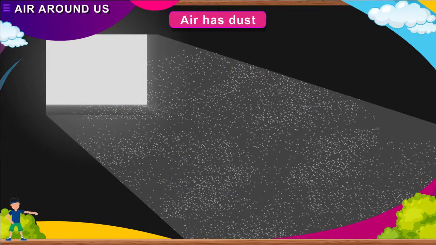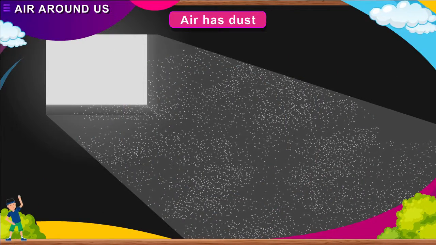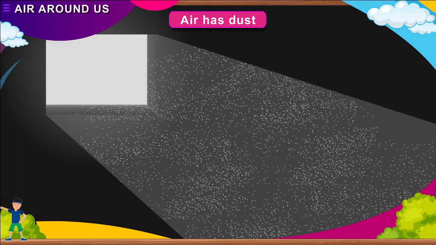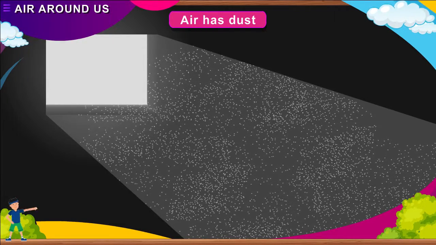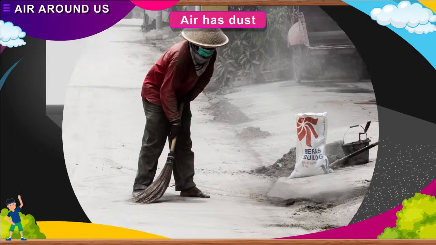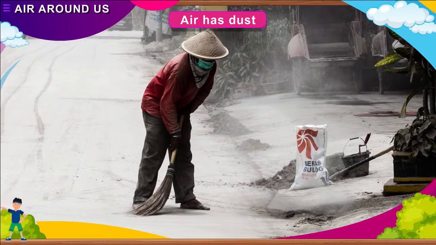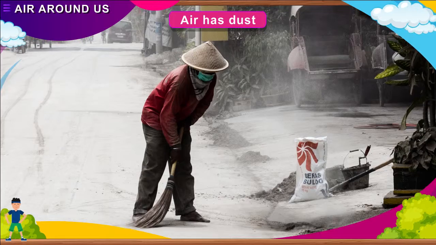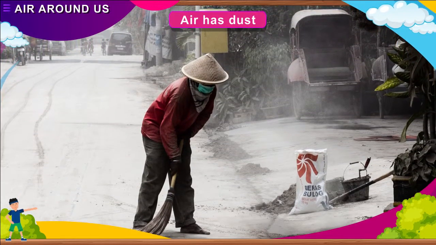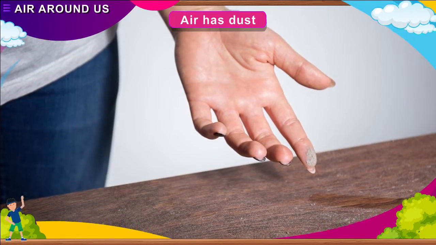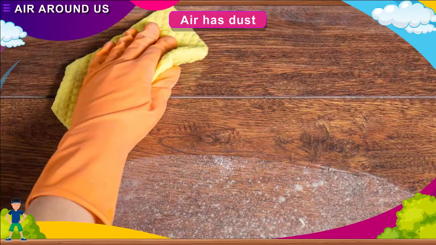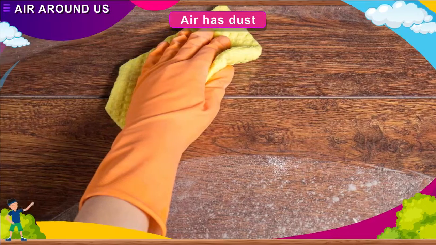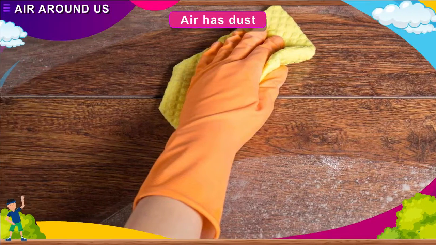Air has dust. If you watch sunlight coming in through a window, you can see very tiny dust particles floating in it. Have you seen the air while a sweeper sweeps the road? The dust mixes in the air and rises up. We can also see dust on chairs and tables if we do not clean them every day. So, we say, air has dust in it.